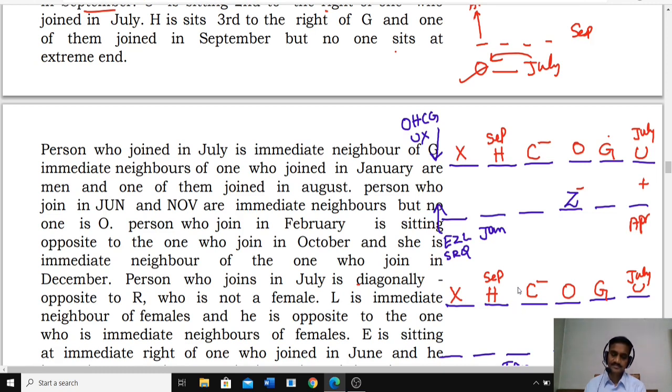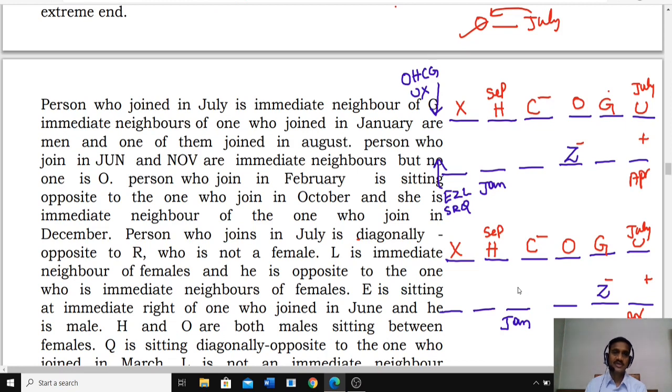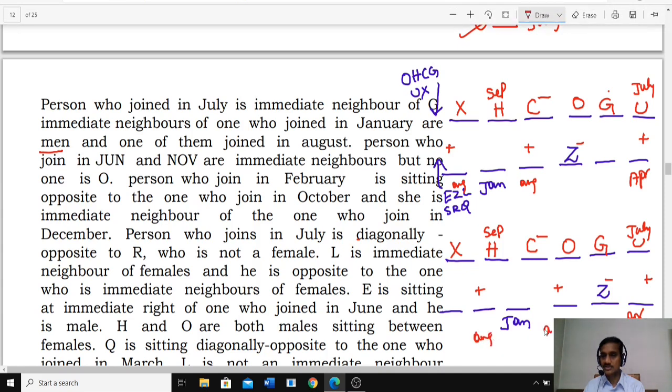Then coming to the other thing. The person who joined in July is an immediate neighbor of G. The immediate neighbors of the one who joined in January are men. Whoever joined in January, the two people on either side of them are men. This person is a male, this person is again a male. Here also this person is a male, this person is a male. Then one of them joined in August. One of them joined in August, meaning one of these two joined in August. Hence August can be either at this place or at this place. Again, August can be at this place or at this place.